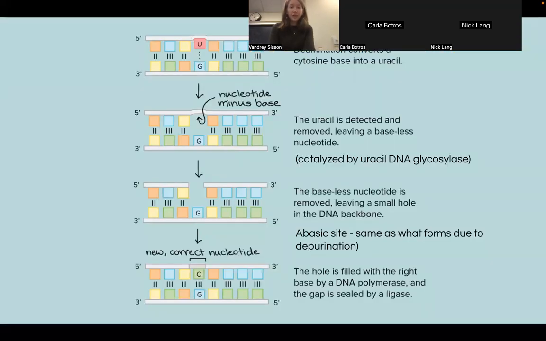And here is just kind of a diagram of that happening. I'm going to probably go by that one pretty quick.